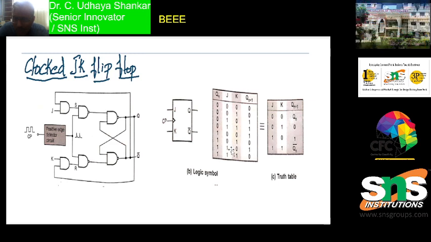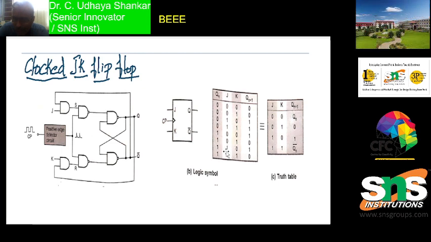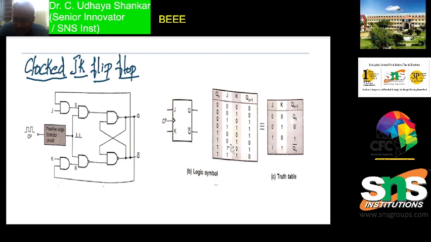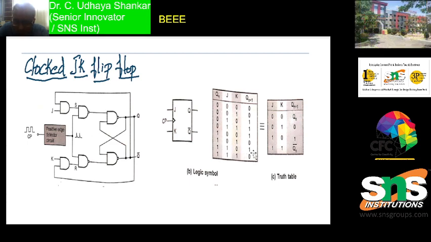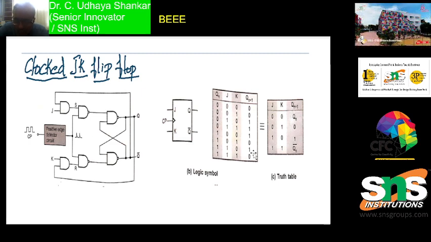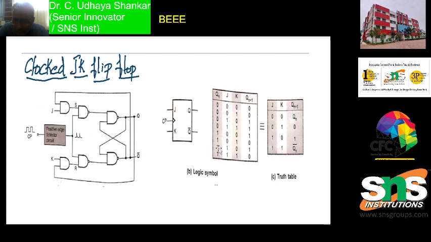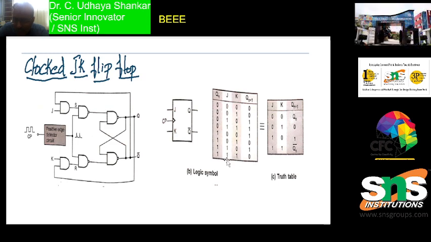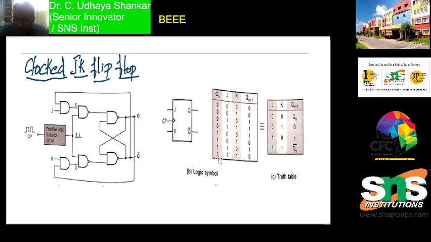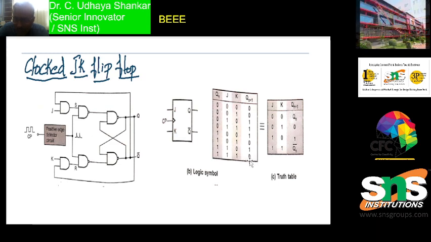Next is J and K as 1 and 0, where Qn is 1. You will have Qn plus 1 as 1, because K is 0, so reset is 0, and whatever is in the previous state will be transferred directly. Is it okay? When both J and K are 1, it will behave as a toggle state. That is why if the input Qn is 1, then the output Qn plus 1 will be 0. If the input Qn is 0, then the output will be 1.